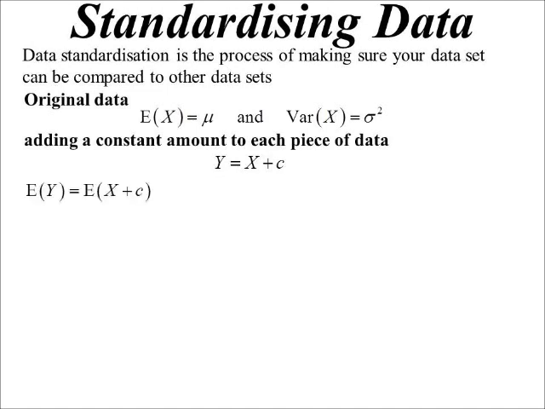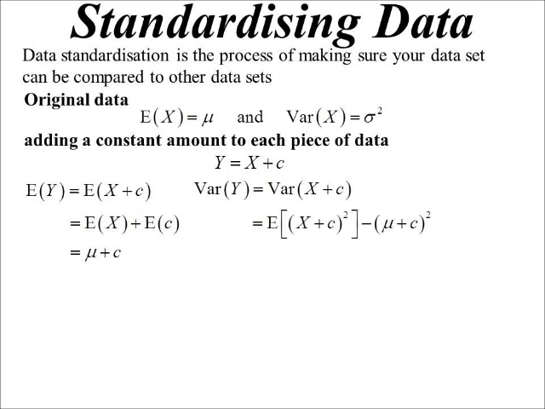So the expected value of y will be the expected value of x plus c, which I can break up into the expected value of x plus the expected value of c. So all I've done, as you would expect, if I've just added a constant amount to every piece of data, the average goes up by that constant amount. So okay, we've altered the average. But what have we done with the spread of the data? Now I want to find the variance of x plus a constant. Using our formula, that'll be the expected value of (x plus c) squared minus (mu plus c) squared.